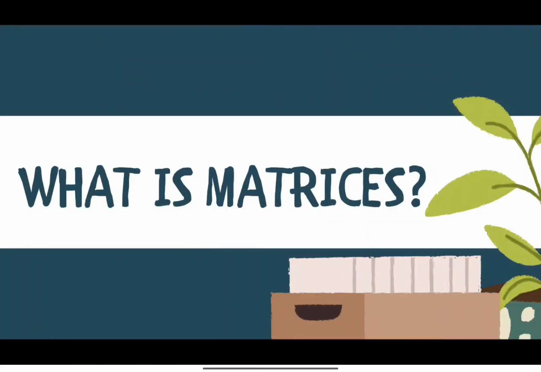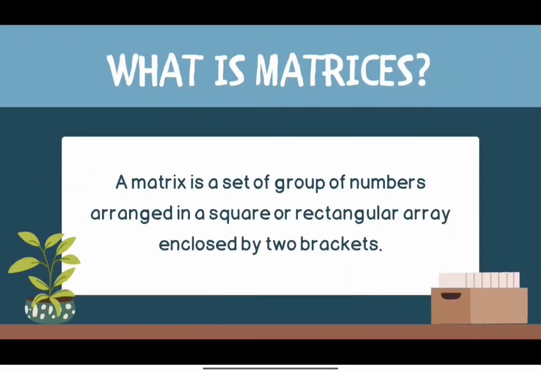So first, what is a matrix? A matrix is a group or set of numbers arranged in rows and columns, forming a square or rectangular array, and it is enclosed by brackets. Matrices help us organize data neatly, especially when dealing with many numbers at once.